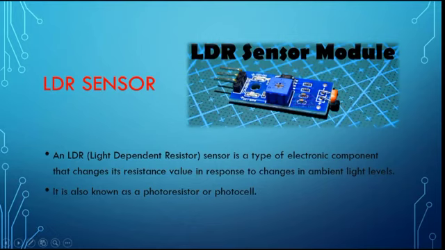And then the LDR sensor. This is a photo of the LDR sensor module. LDR means light dependent resistor. It is an electronic component that changes its resistance value in response to changes in ambient light levels. It is also called a photoresistor or photocell.